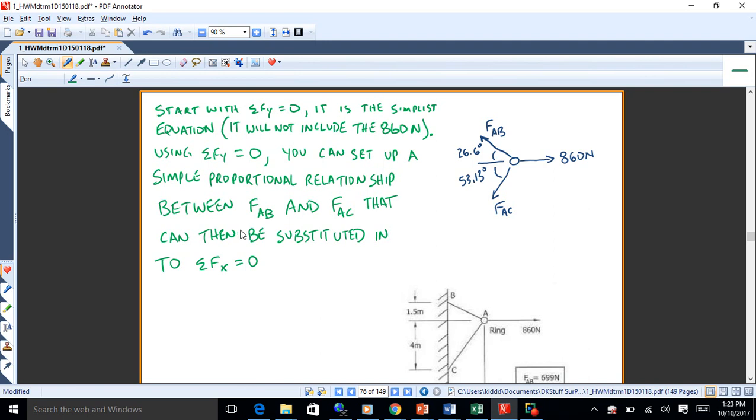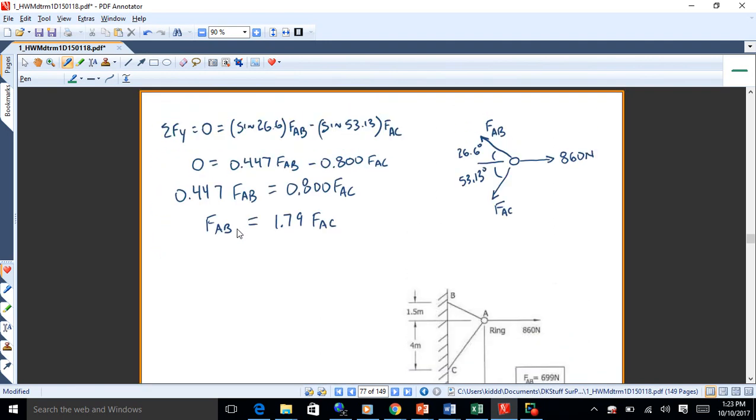So I'm going to go sum of Fy equals 0 first. And what I'm going to do, I'm going to use the sine function because I've got angles with the horizontal. So if I go sine of 26.6 times that unknown FAB, what I get is the y component of that vector. And similarly, when I go sine 53.13 times FAC, I get the y component of that angled vector. So I'm just using trigonometry. I've got angles with the horizontal. So if that's the case, the opposite side from the angle is the sine function.